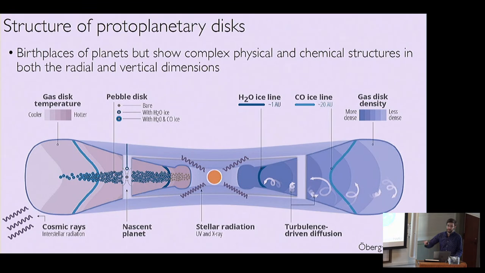Okay, so as everyone here knows, protoplanetary disks are the birthplaces of planets. But they have very complex physical and chemical structures, as is illustrated here in this schematic. And if we really want to understand the planets that are forming in these disks, we need to have a very good idea of what's going on in their chemistry and their physics at very small scales throughout the disk to understand what the properties and what types of planets are going to be formed.